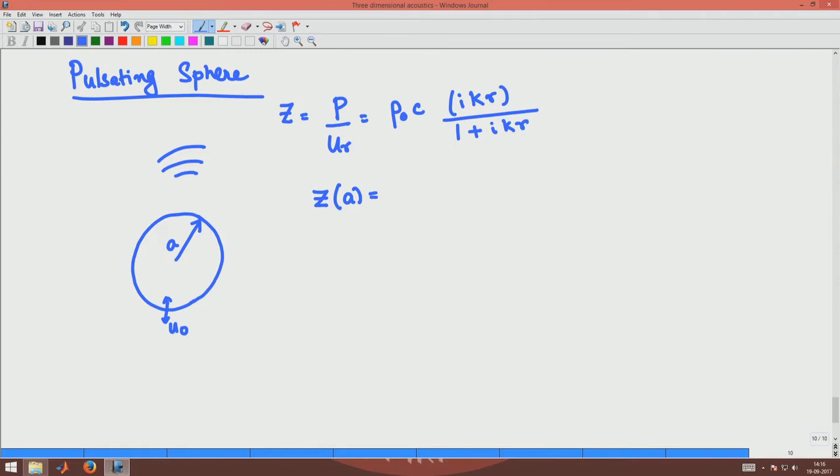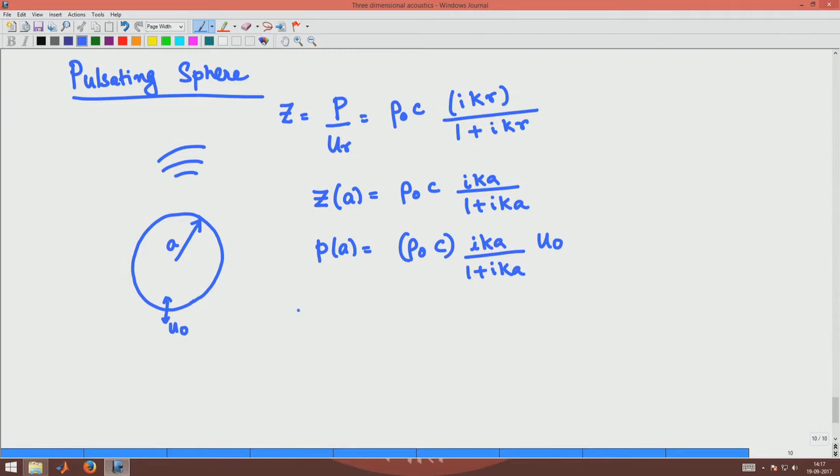So, at r equals a, we should have z equals rho 0 c into i k a divided by 1 plus i k a. Therefore, the acoustic pressure on the surface is rho 0 c into i k a divided by 1 plus i k a into u 0. This is the acoustic pressure on the surface of the sphere.